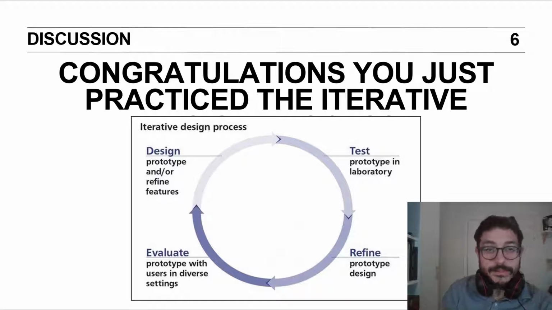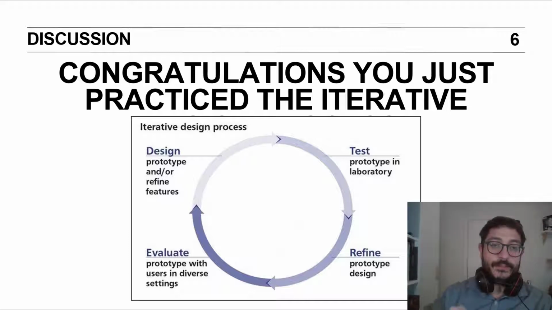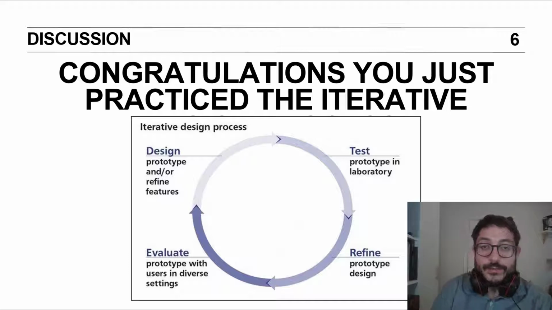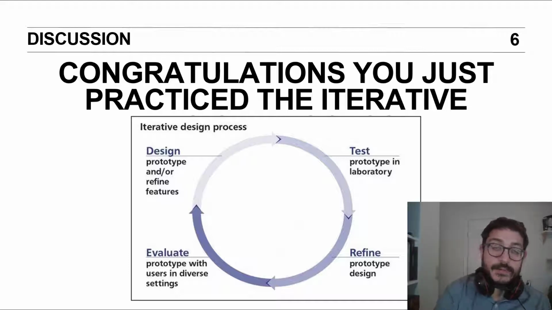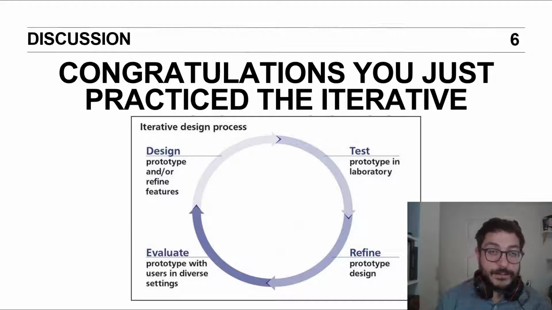Congratulations, you just practiced the iterative process of design. So an iterative process is when you continuously go around the circle. So we don't always know exactly which is the starting point. Generally it is the idea. But right now you already have something. So we can say that we can start with a design, a prototype with certain features.